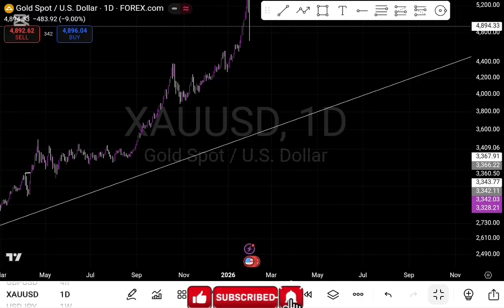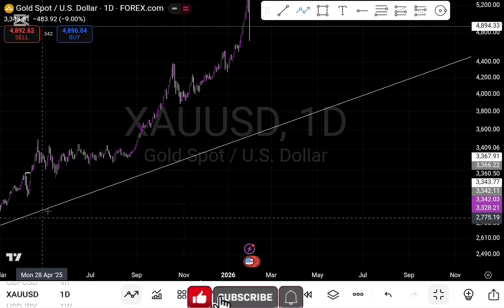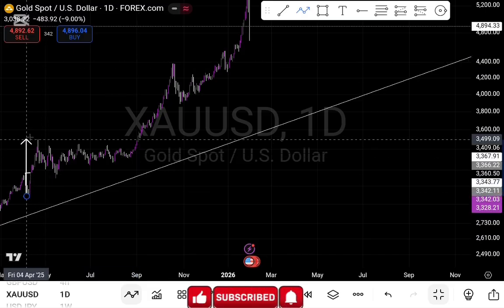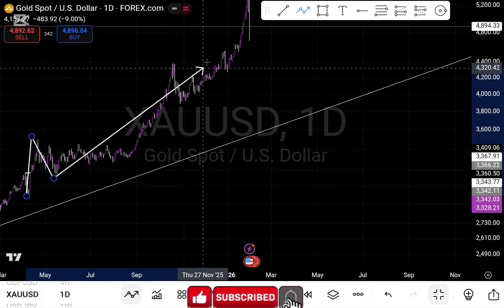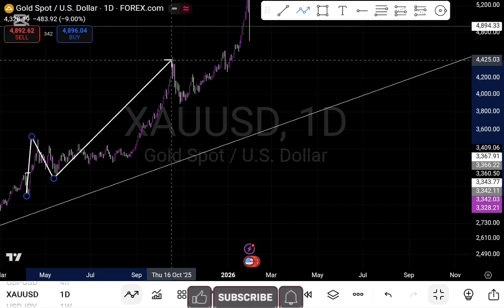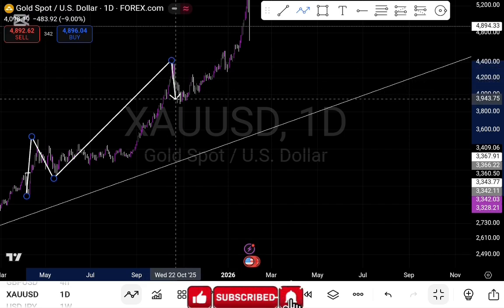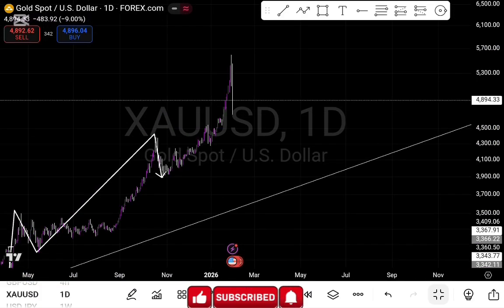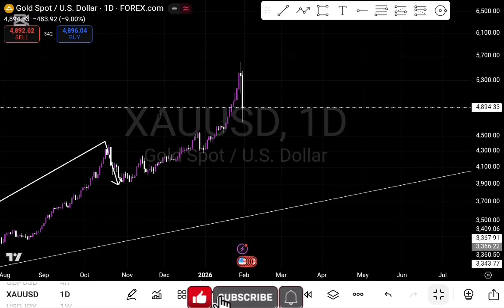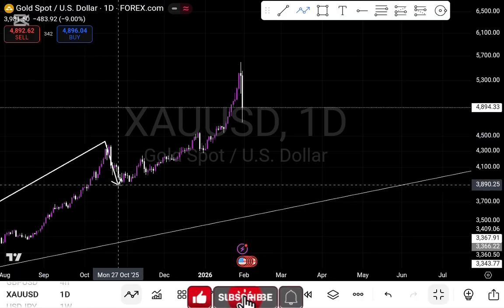As you can see on this daily time frame here, we had series of higher highs and higher lows. We had this higher high that gave this higher low, which resulted to this higher high that gave this higher low, which is also the reason for this higher high.